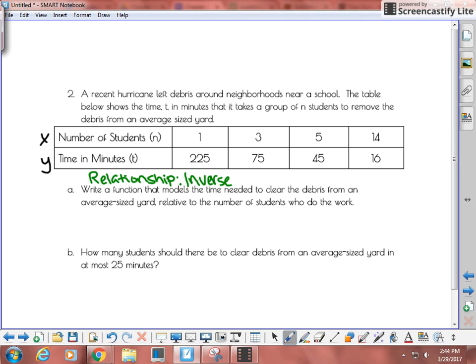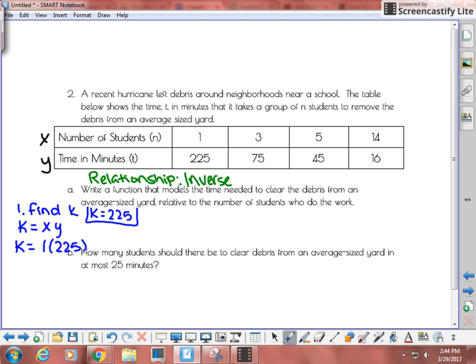So part A says write a function that models the time needed to clear the debris from an average size yard relative to the number of students working on it. So I need to find my k value to begin with. So part 1, again, is finding k. Okay, so I know when I find k, that k is going to be equal to x times y. So I can take any ordered pair here that I want. Well, obviously the easiest one is going to be to do 1 times 225. So I know that k equals 225.